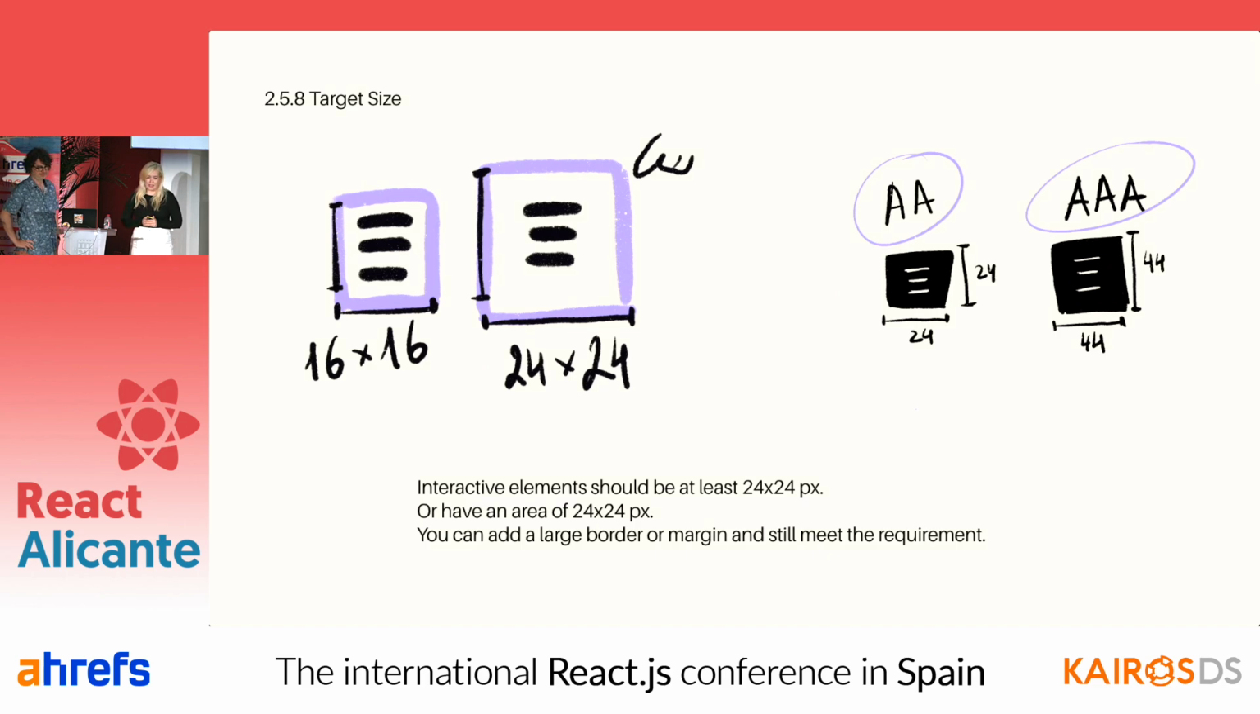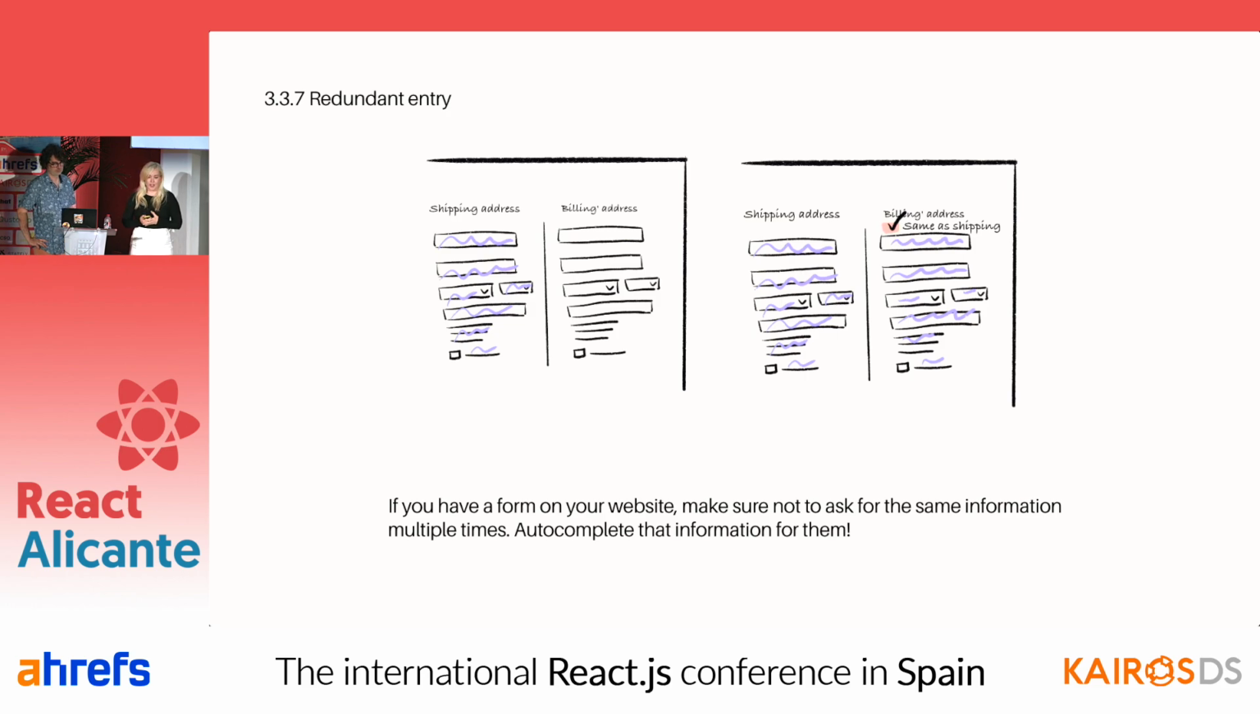There is also target size, and we have to do that manually because target size can be increased by increasing the target size or increasing the margin. So this will also count as a bigger control. Redundant entry. We don't like adding the same information twice.